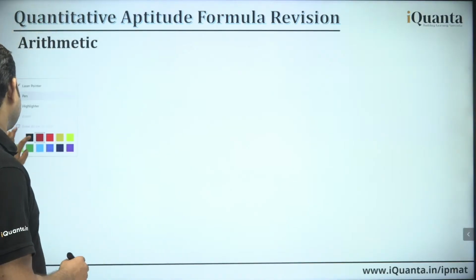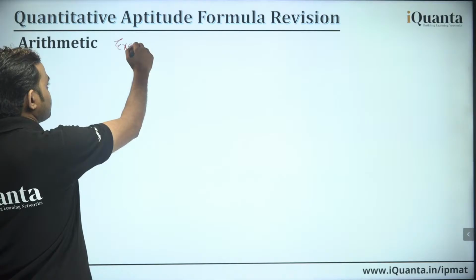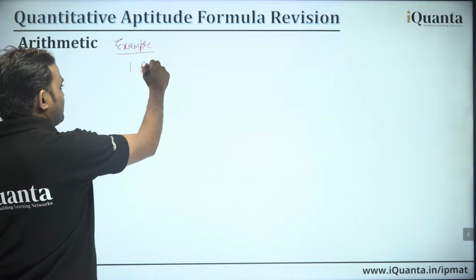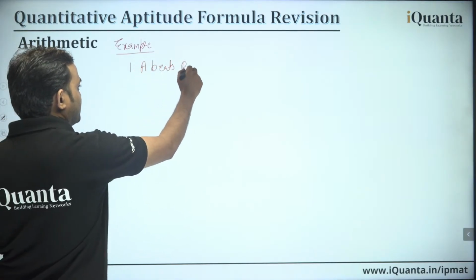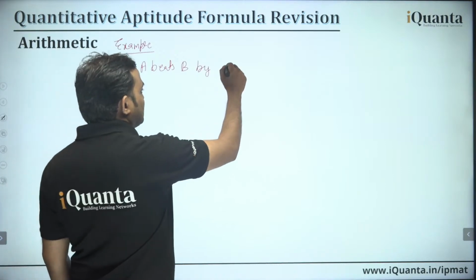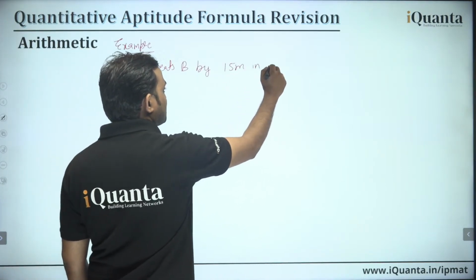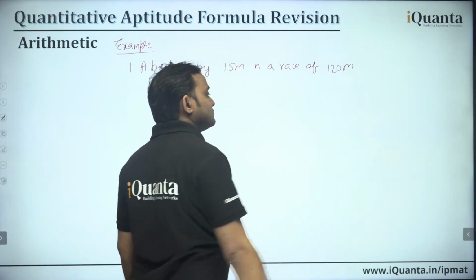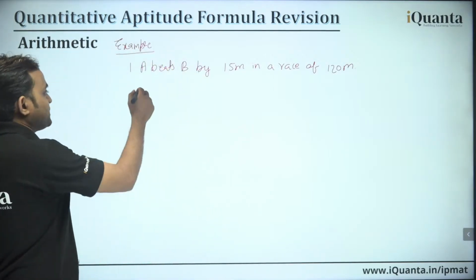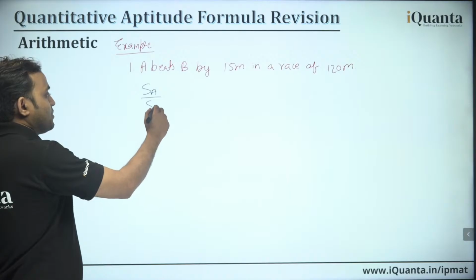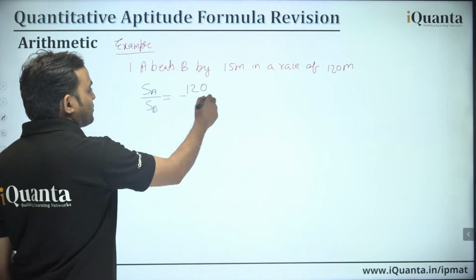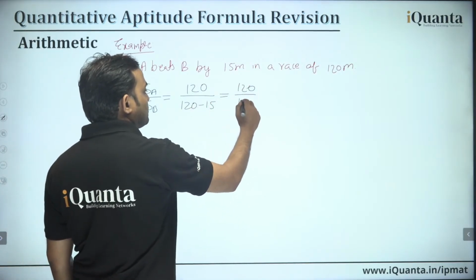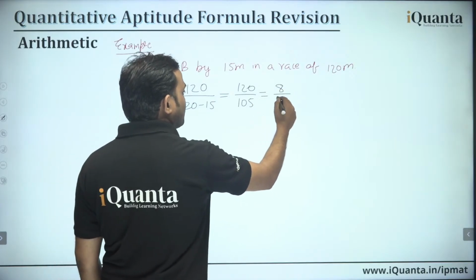So if we talk about the example, first one: A beats B by 15 meters in a race of 120 meters. What will be the ratio of speed of A and B? Speed of A upon speed of B: when A is able to cover 120, B is able to cover 120 minus 15 only, means 120 upon 105, which will be equal to 8 upon 7.